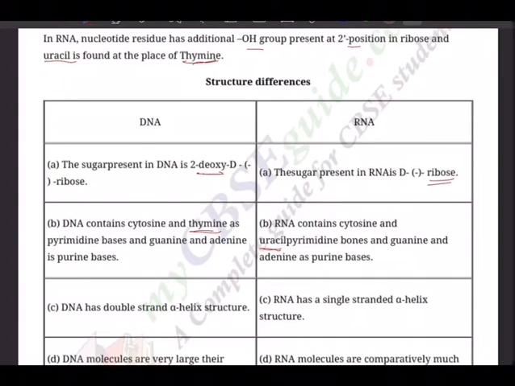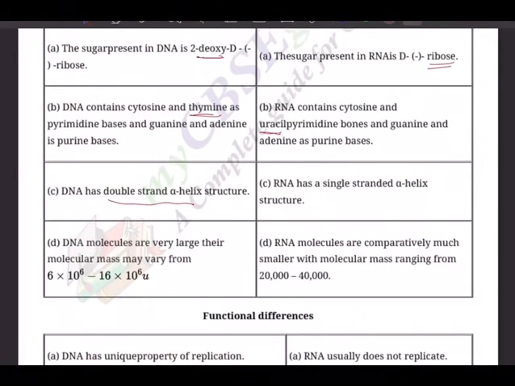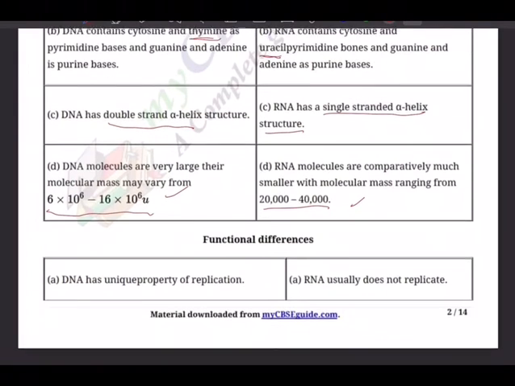Rest all same. DNA is of course double stranded, thanks to Watson and Crick for their discovery. RNA has a coiled single strand helix structure. DNA molecules are very large, so heavy they are, right? RNA molecules are comparatively much smaller, with molecular mass ranging from 20,000 to 40,000 only. So DNA is a heavy fellow.